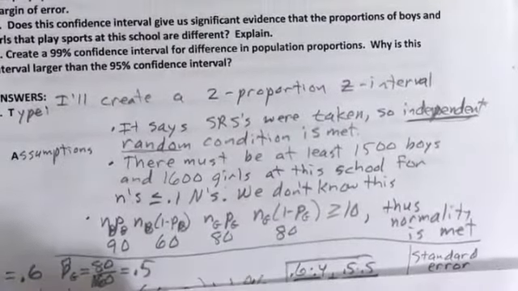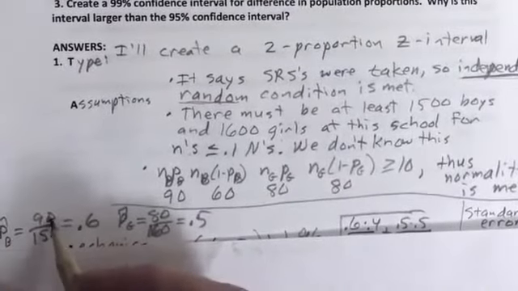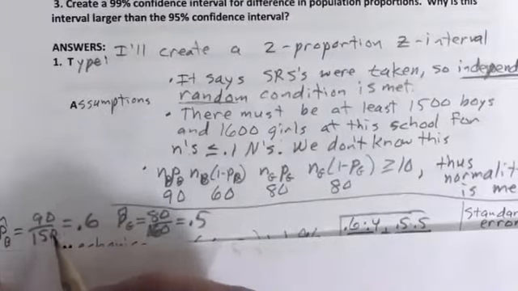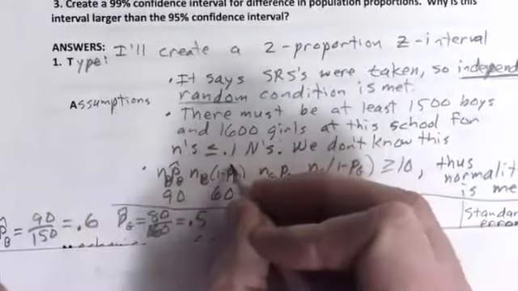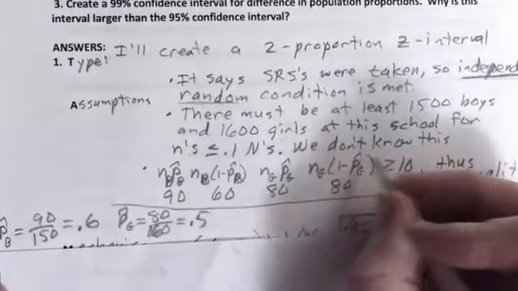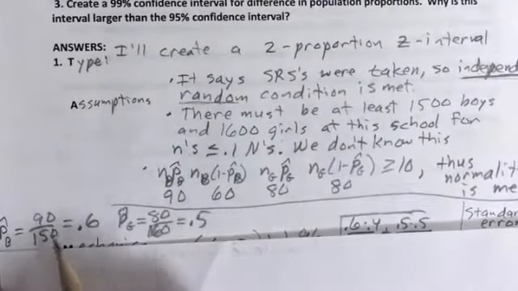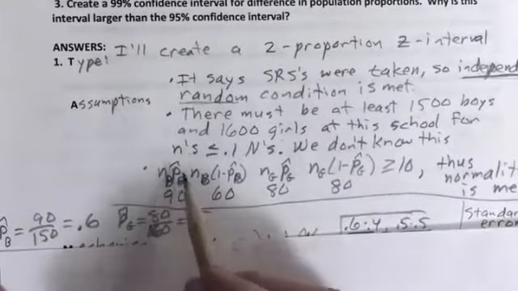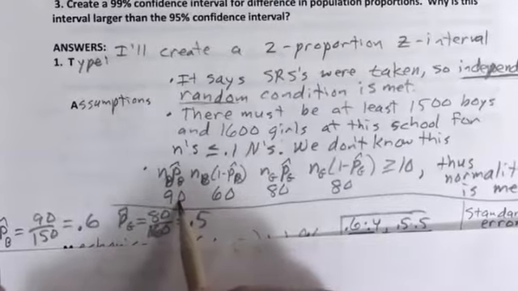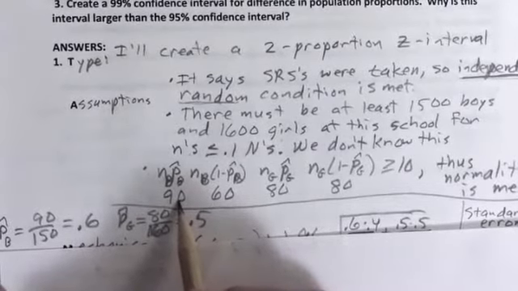Our p hat for the boys here is 90 over 150. Sorry, these should all have hats because we don't know what p is, so we have to use the hats. And so this would be 150 times 90 over 150, which is just 90. In other words, your number of successes for the boys, so to speak.